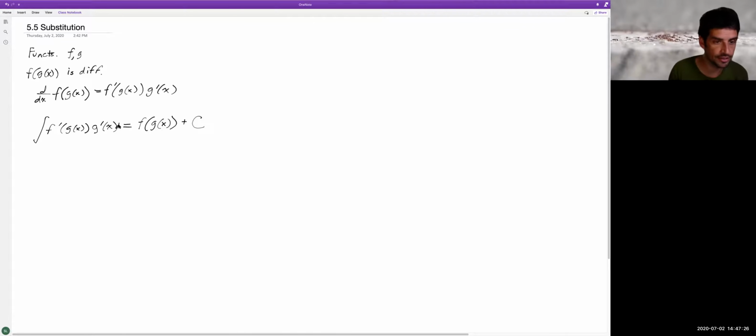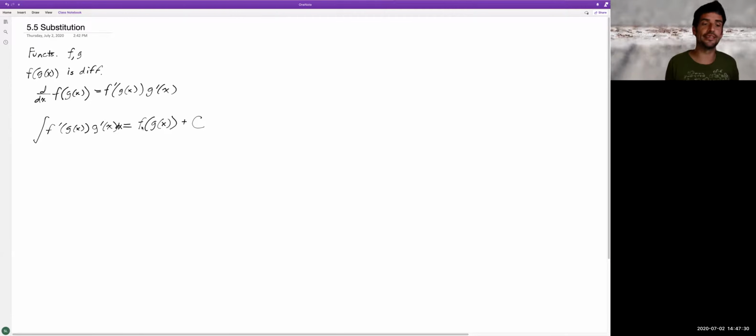Ooh, I forgot my dx. We already know this antiderivative. I just did it above. I just showed that it's an antiderivative of the integrand. So there's no big secret there.